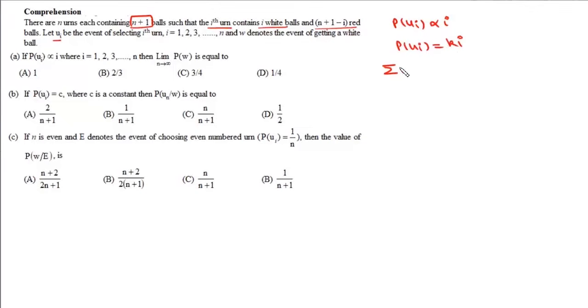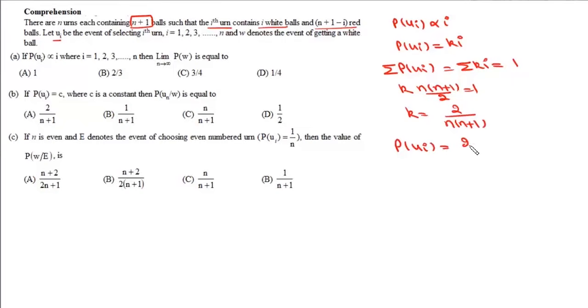That means the summation of all probabilities is equal to the summation of k into i, and it is equal to 1. Now k is constant and the summation of i is n into n plus 1 by 2, which equals 1. So the value of k is 2 upon n into n plus 1. So the probability of choosing the ith urn will be equal to 2i upon n into n plus 1.